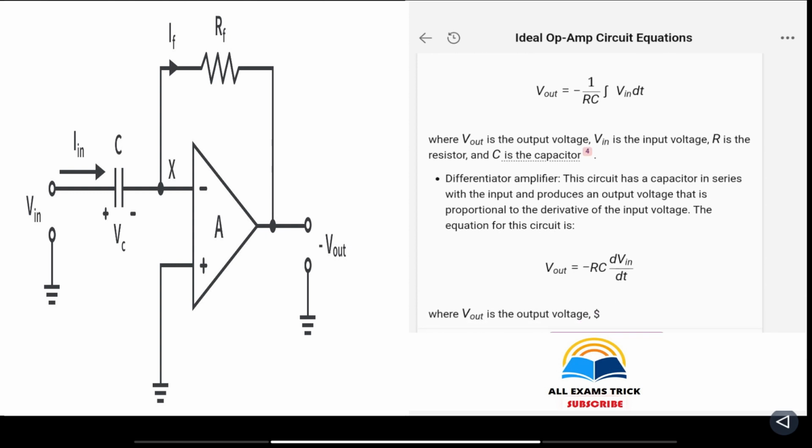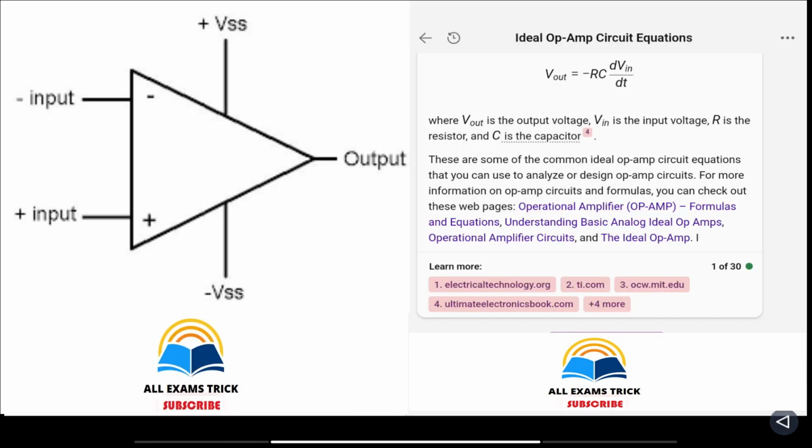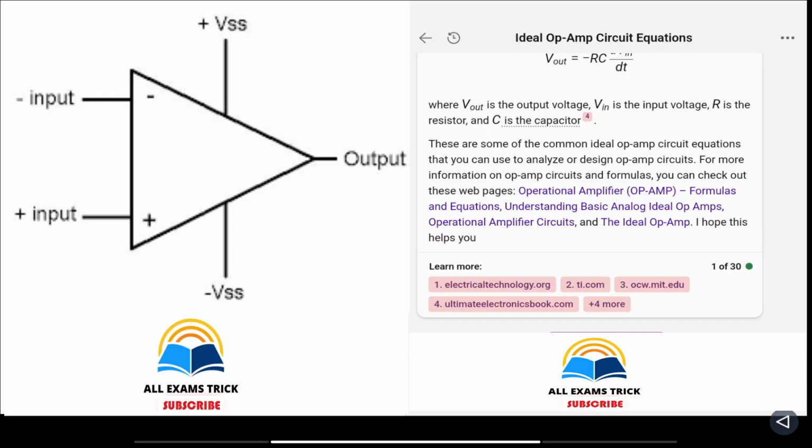Differentiator amplifier. This circuit has a capacitor in series with the input and produces an output voltage that is proportional to the derivative of the input voltage. The equation for this circuit is. These are some of the common ideal op-amp circuit equations that you can use to analyze or design op-amp circuits.